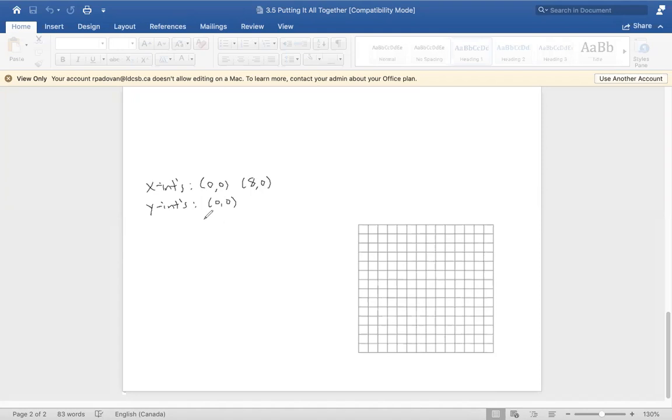I'm starting out, both of my end behaviors are ends up. So I'm just going to write "2 ends up" because it was degree 4, and my initial number on the highest power, x to the power of 4, was a 1, so it was positive. If it's positive and degree 4, they're both going in the same direction.